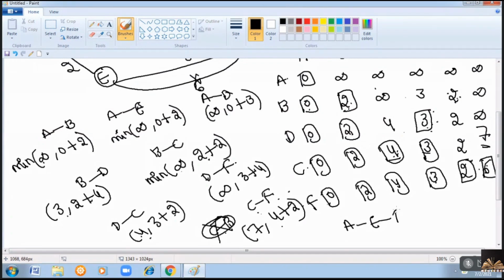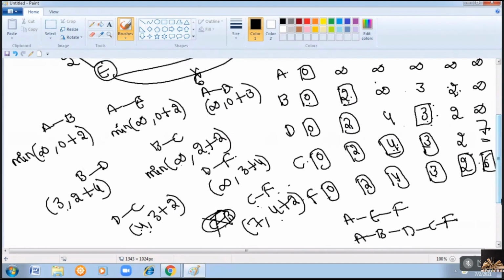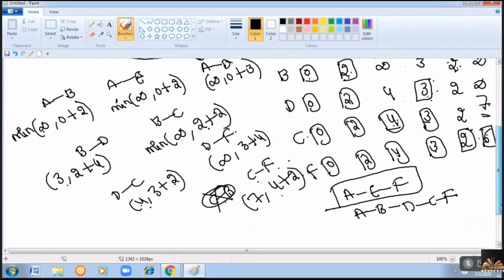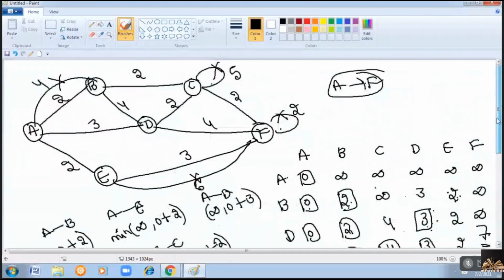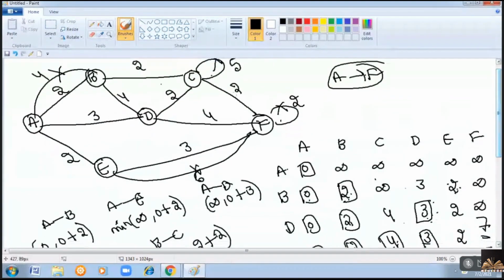One is A to E, E to F. Second is A to B, B to D, D to C, D to F. So among these two, the second one is the minimum. Sorry, this first one is the minimum mark. We cannot visit all the vertices. So to reach from A to F, the shortest path is go from A to E and E to F.